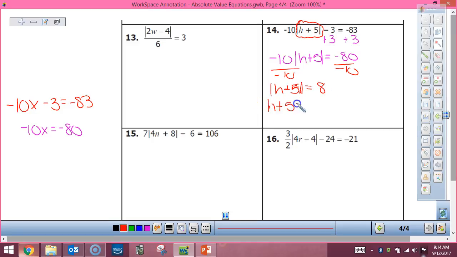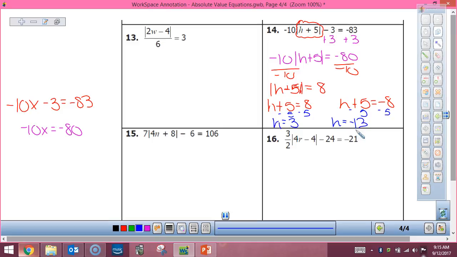H plus 5 equals 8. First, you have to write it regular. Okay? Remember how I said you have to write it twice? This, with your absolute value signs, does not count as writing it once. So you have to write it as h plus 5 equals 8, and h plus 5 equals negative 8. Before you write it, you take off the absolute value sign. So now what? Subtract 5. H equals 3. Subtract 5, h equals negative 13.